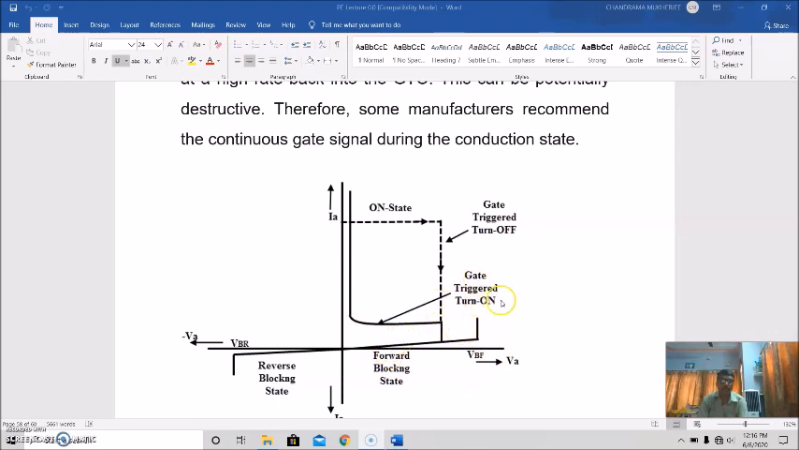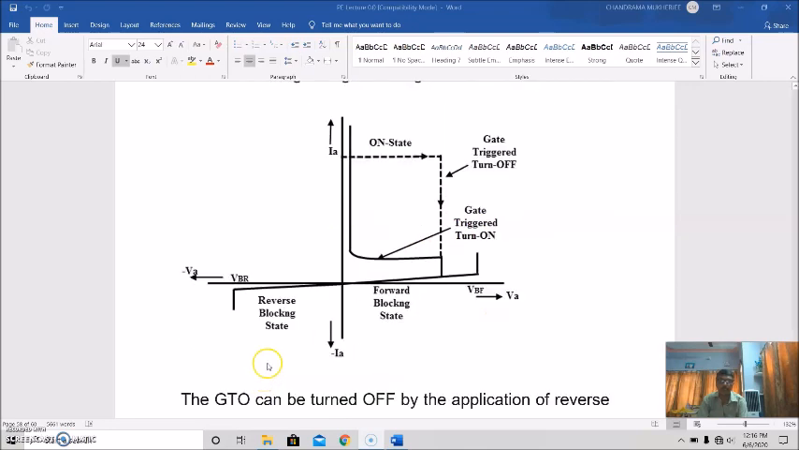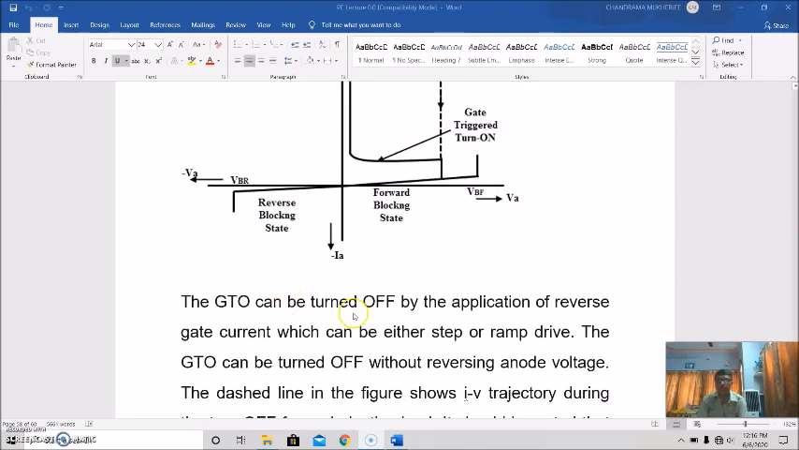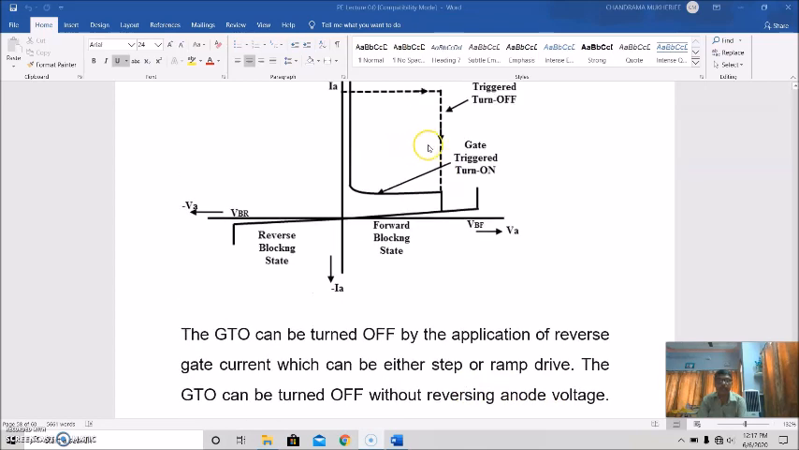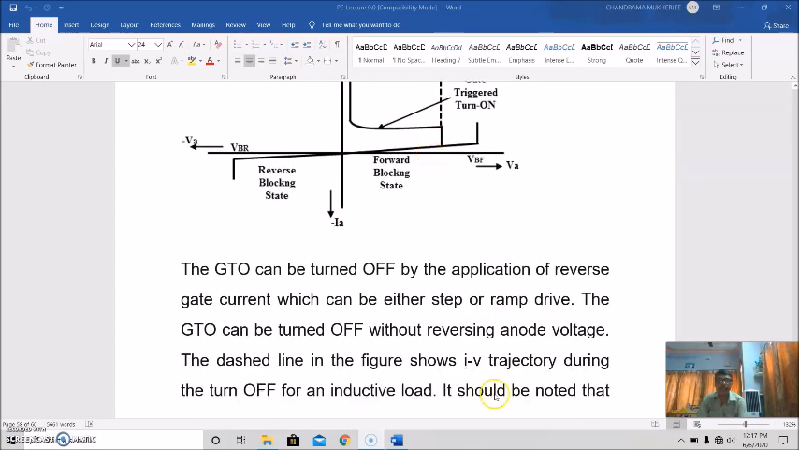This is gate triggering, the turn-on. Gate triggered on. So this is the on state and this is the off state. GTO can be turned off by the application of a reverse gate current, which can be either step or ramp drive. The GTO can be turned off without reversing the anode voltage. This dashed line in the figure shows the trajectory during turn-off for an inductive load.